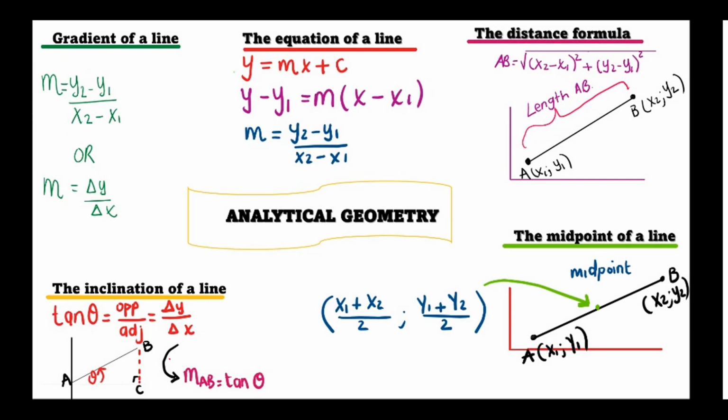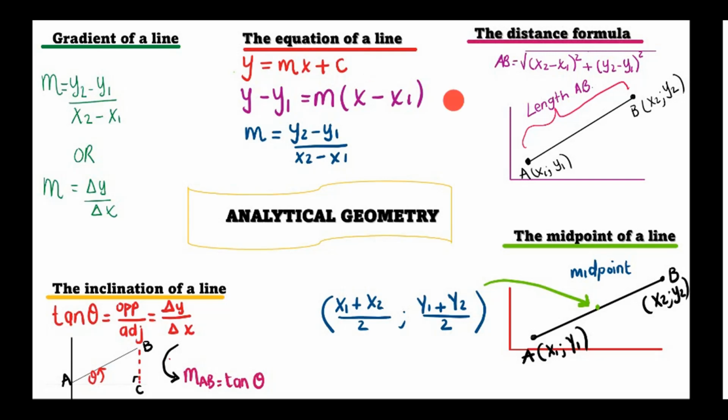We went on to look at the equation of a line, and I mentioned that there are actually 3 ways that you can get the equation of a line. The first way is if you're given your gradient and your y-intercept, then you can simply substitute that into y is equal to mx plus c to get the equation of a line.